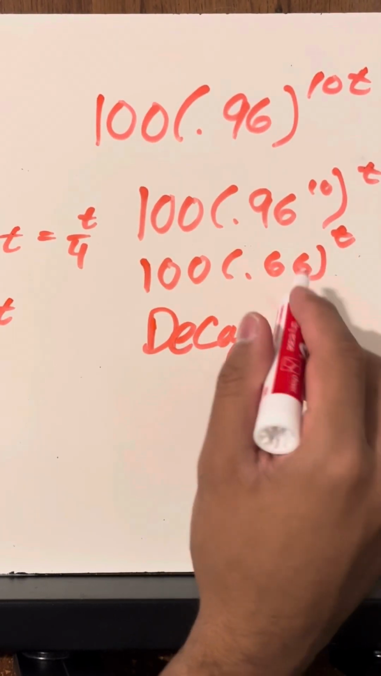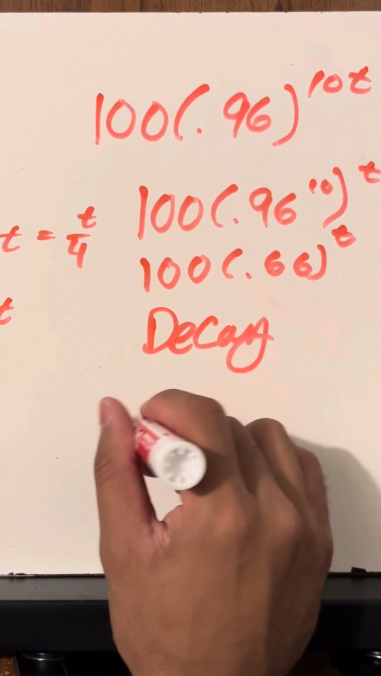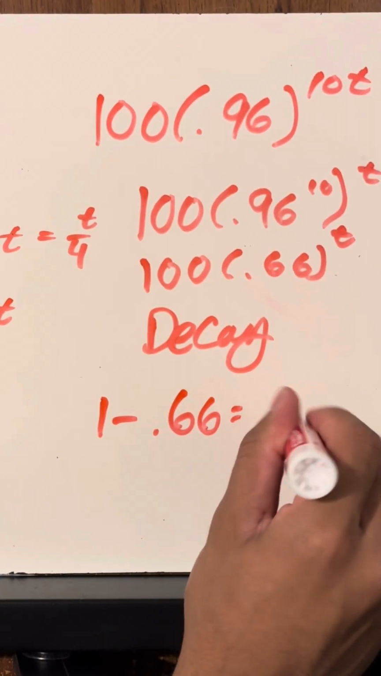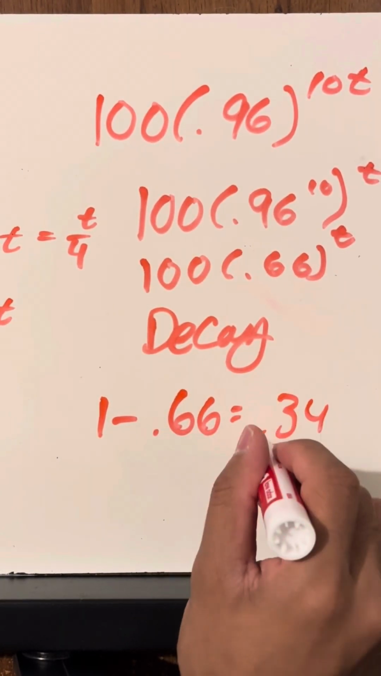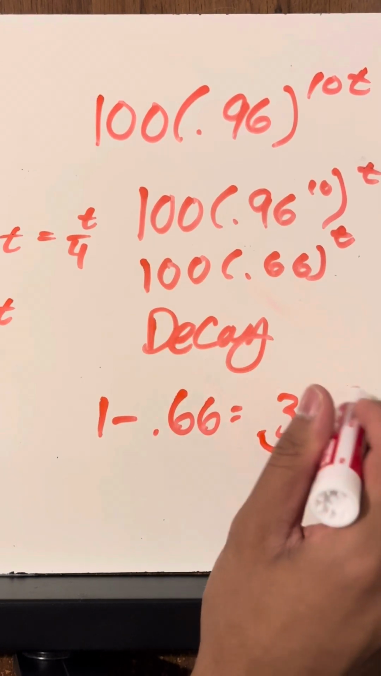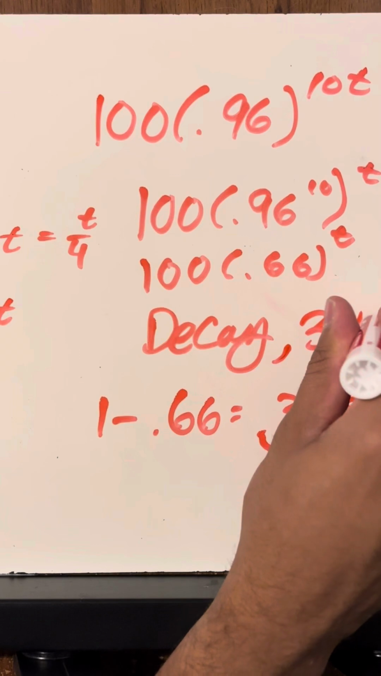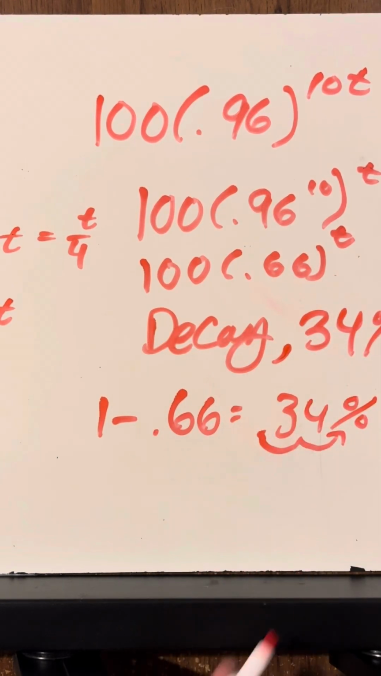We also need to determine how much less than 1 it is. So 1 minus 0.66 is 0.34. To make this into a percentage, we move the decimal 2 spots to the right and put a percent sign. So the answer is that it's decaying by 34%. Okay, let's take a look at the next question.